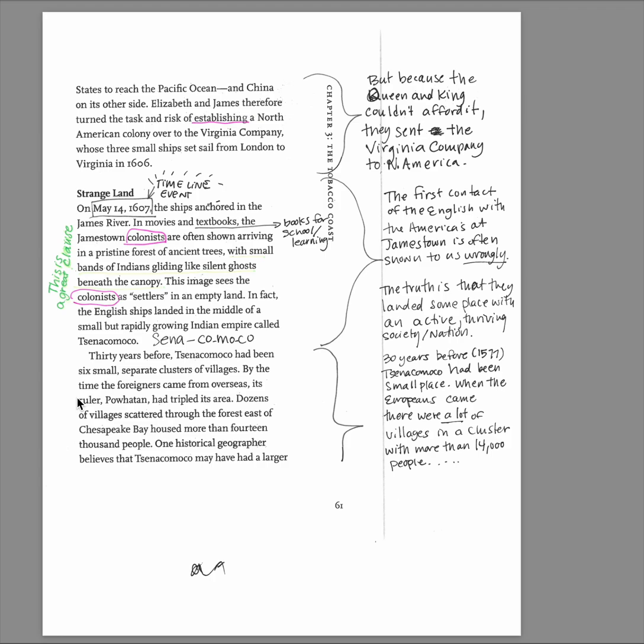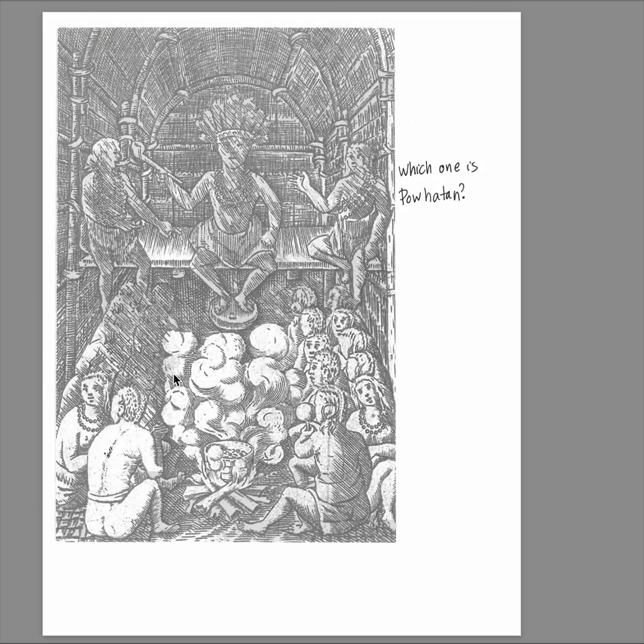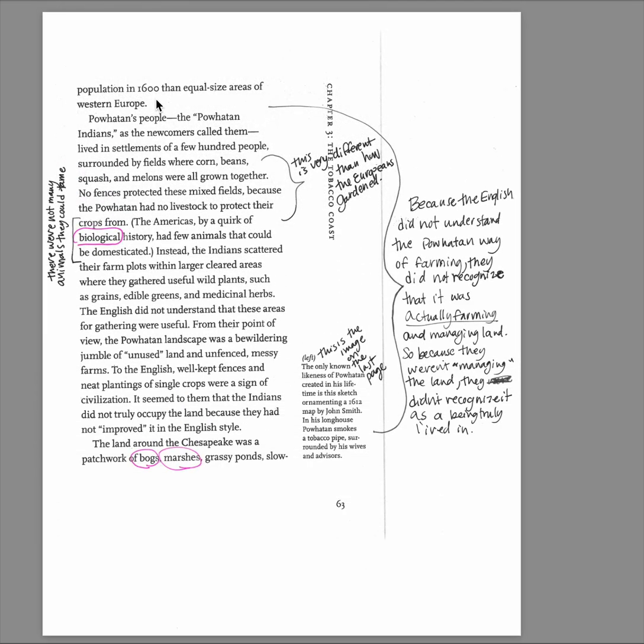Dozens of villages scattered through the forest east of Chesapeake Bay housed more than 14,000 people. One historic geographer believes that Sinacomico, go ahead and pause and read these before you go to the next page, may have had a larger, here's a picture, population in 1600 than the equal-sized areas of Western Europe.